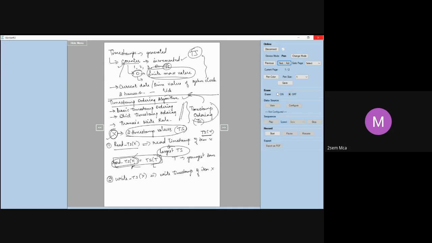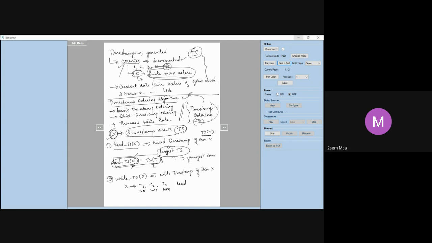I will show you a simple example. You have a data item X. Let us say it is being read by T1, T2 and T3, all reading simultaneously, but they would not have started at the same time. Let us say this one started reading X at 10 a.m., this one at 10:05, and this one at 10:10. But all are still reading.